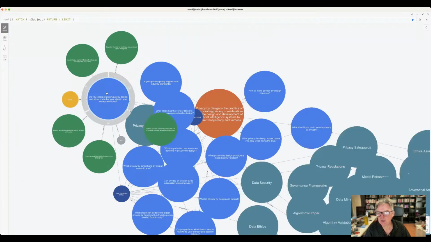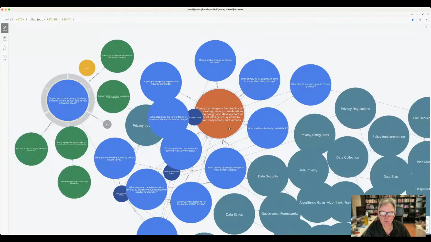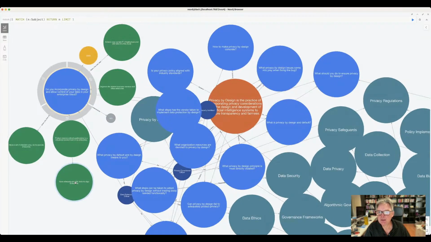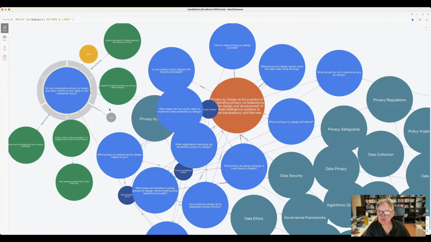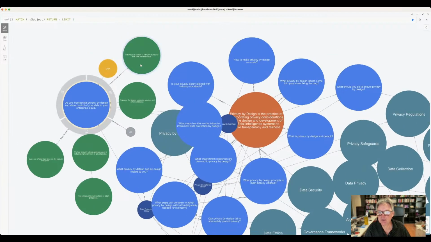And then again, if I open that up, and if I open each and every one of them up, I'll get to see more areas on what to look for, the best ideas, the recommendations, optimize the shared business services in and other enterprises, extend your current IT infrastructure and skill sets into the cloud, etc.